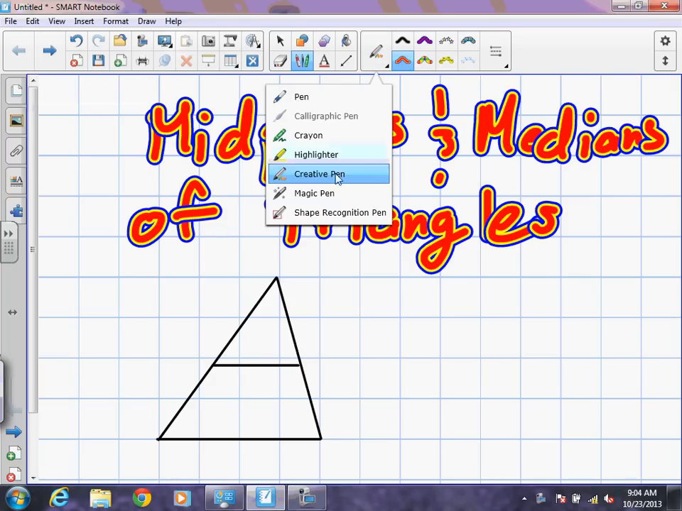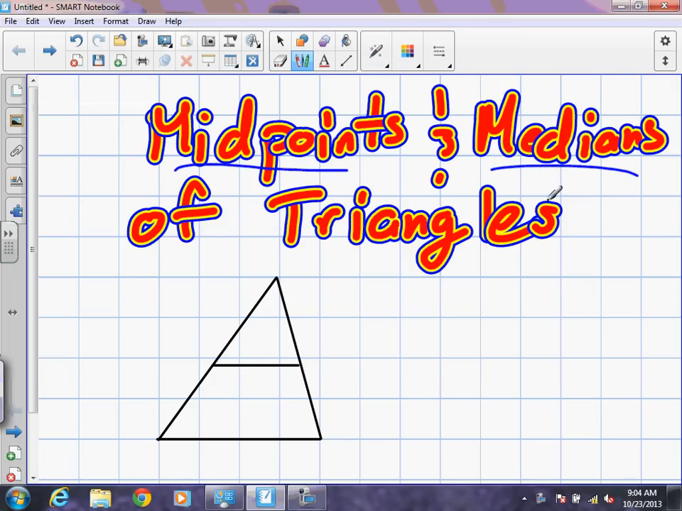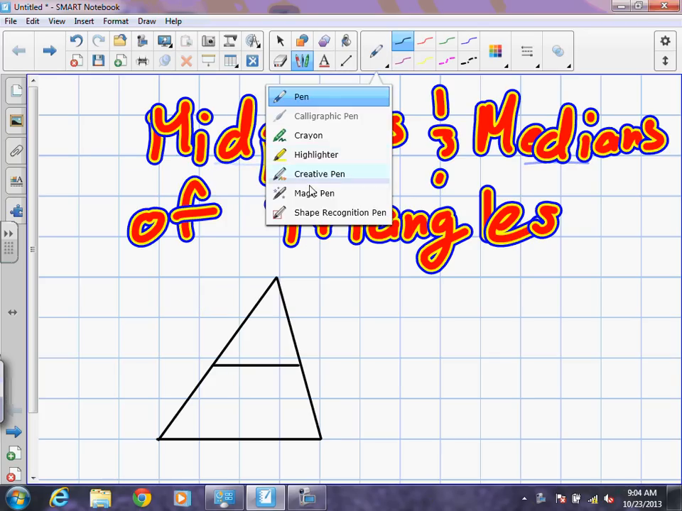Okay, we're gonna go over midpoints and medians of a triangle. So this is a triangle here. I'm gonna go through a whole bunch of rules before we start talking about our midpoints and what a median of a triangle is. Okay, so I've drawn a triangle here.